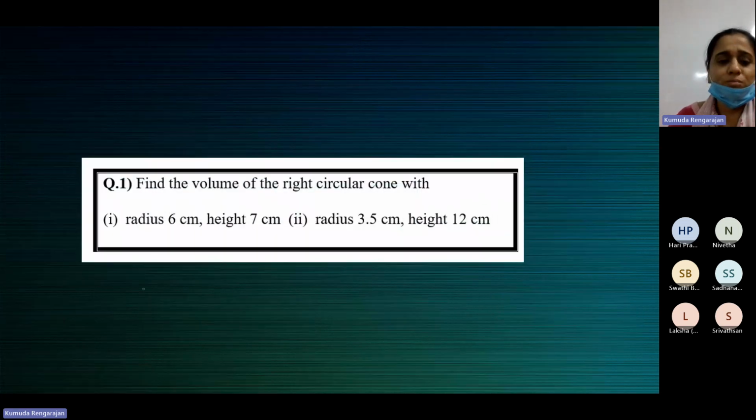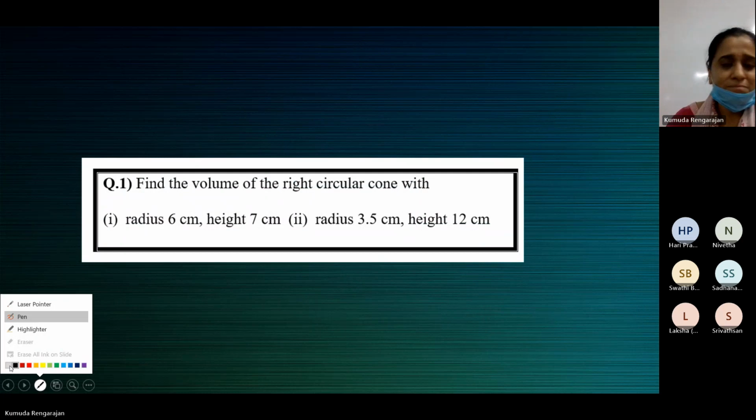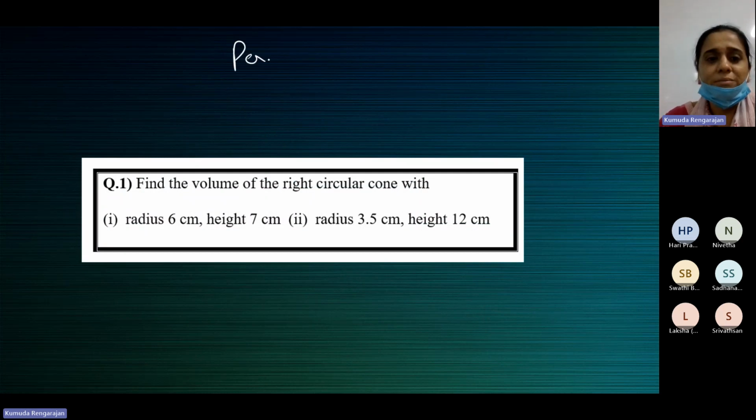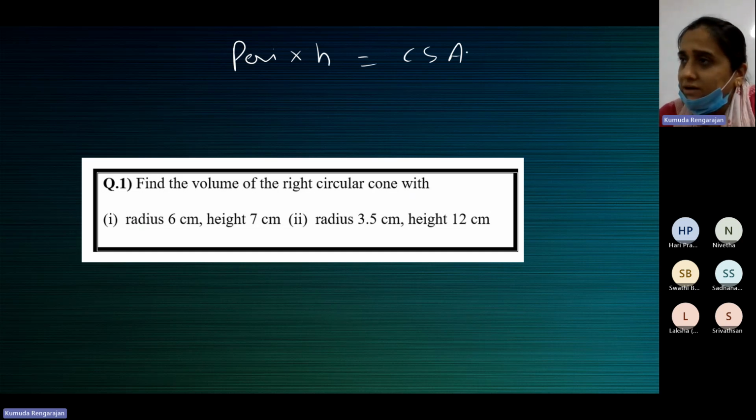Again, see, I've told you, perimeter into height. Perimeter into height is CSA. For any solid that has a uniform cross section, perimeter into height is CSA, area into height is volume. This is not new. I have already told you this. Area into height, volume.